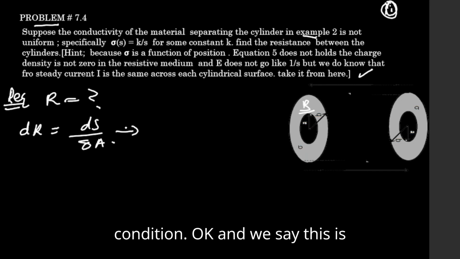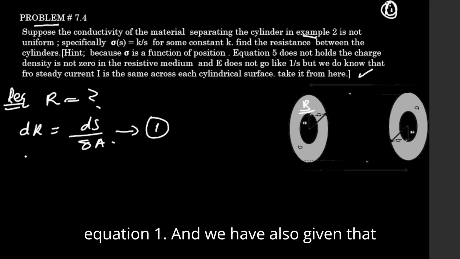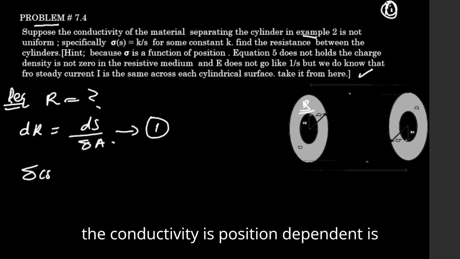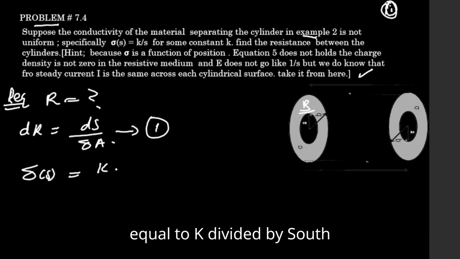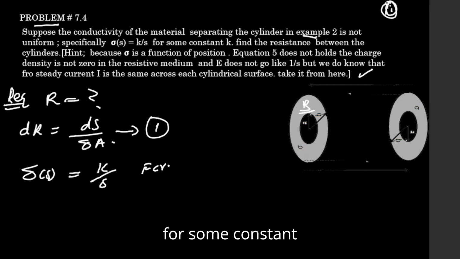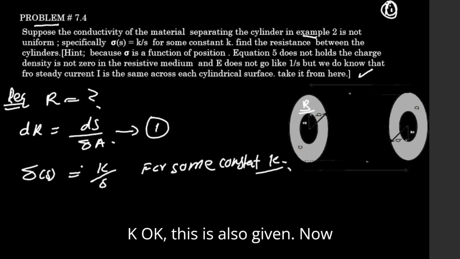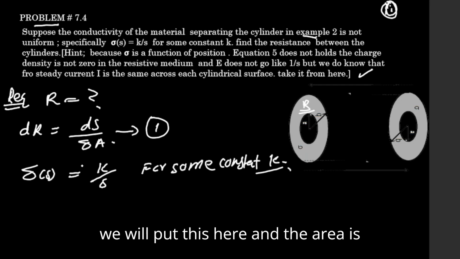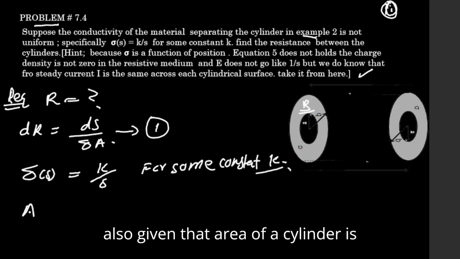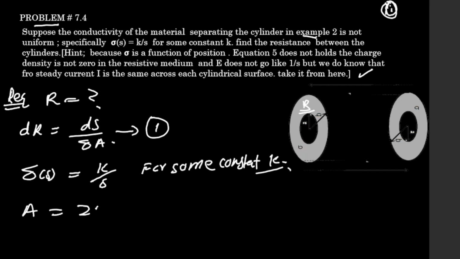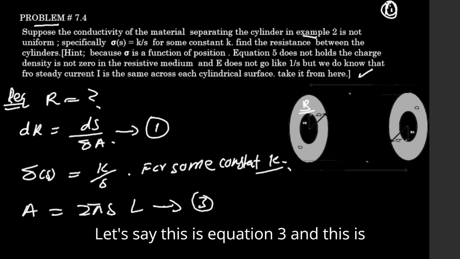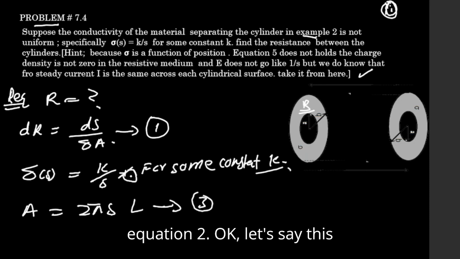We say this is equation 1. We are also given that the conductivity is position dependent, equal to K divided by S for some constant K. This is equation 2. The area of a cylinder is 2 pi S into L. Let's say this is equation 3.